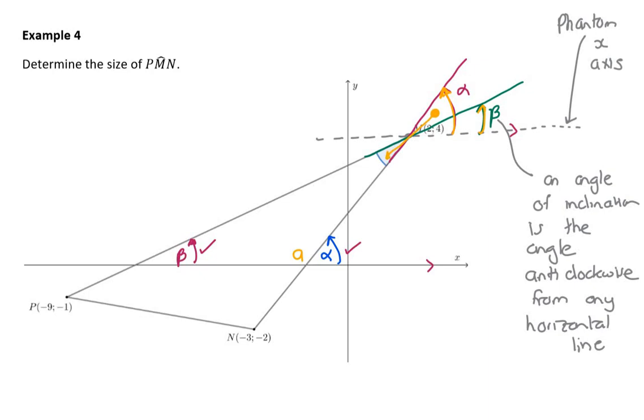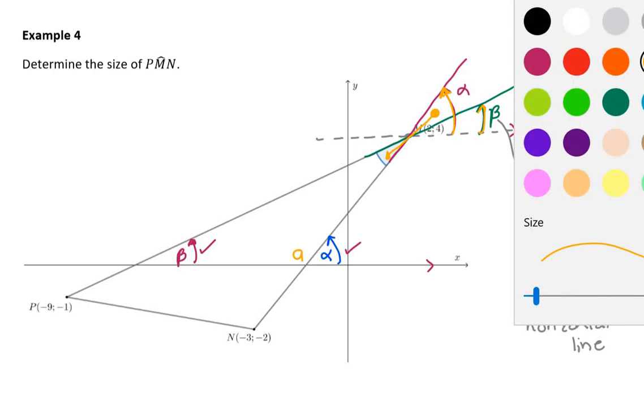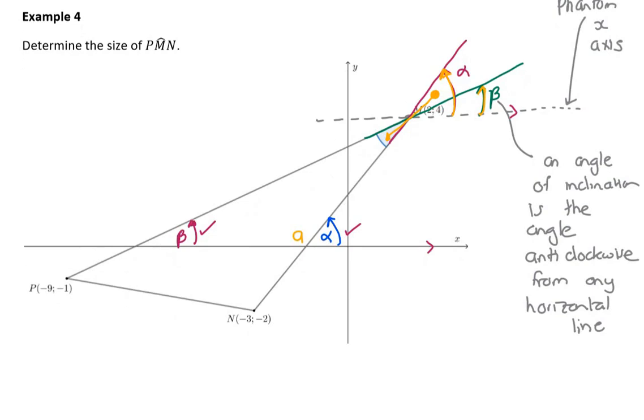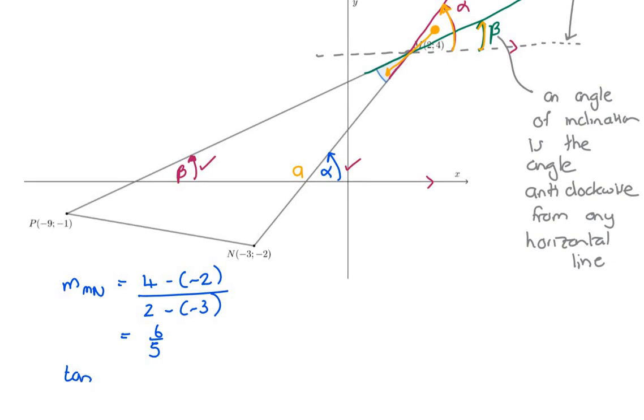So I'm going to find out my gradients, and I'm going to find out alpha and beta. And because I've drawn this on my drawing, I don't have to explain the phantom x-axis or anything. So my memo could simply say my gradient from M to N is equal to 4 minus 2 all over 2 minus 3. So that's 6 over 5. So that means that tan alpha is 6 over 5. So shift tan of 6 divided by 5.